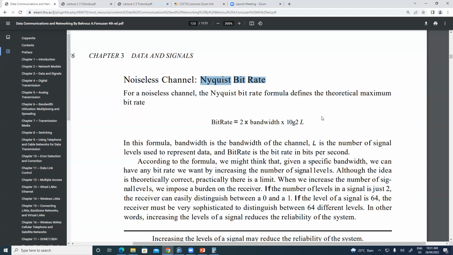2 times bandwidth times log with a base 2 of L, and L indicates the number of signal levels. Not 10, it's log to the base 2.